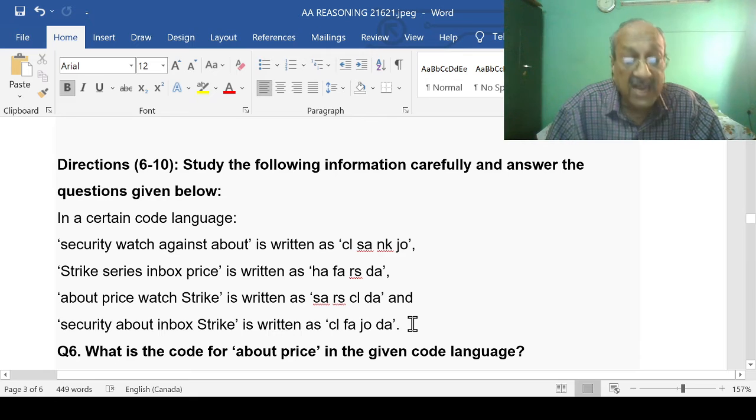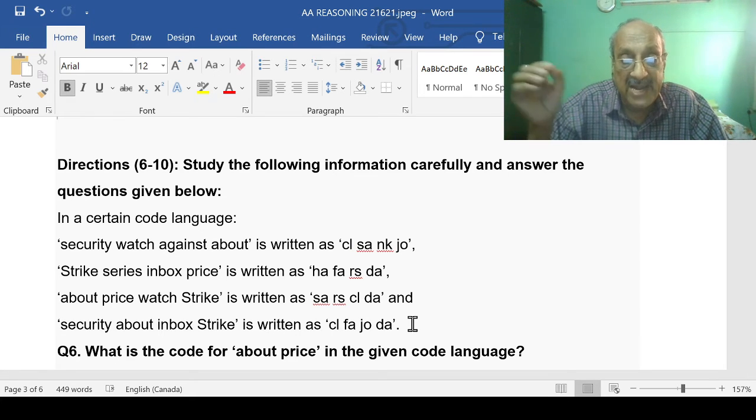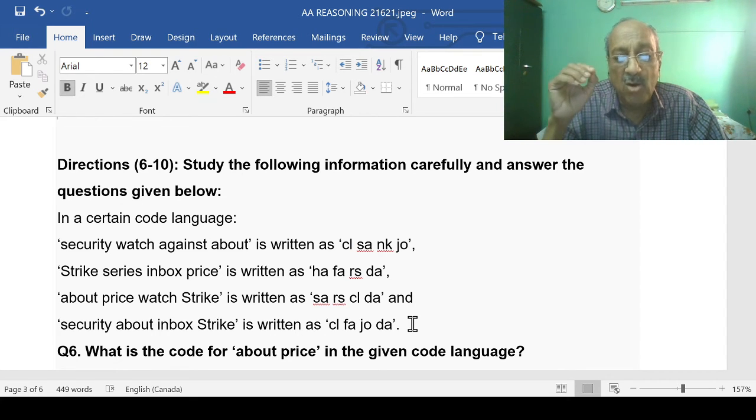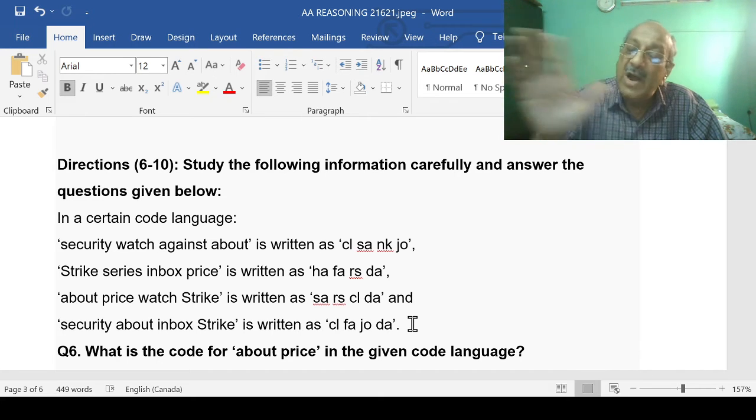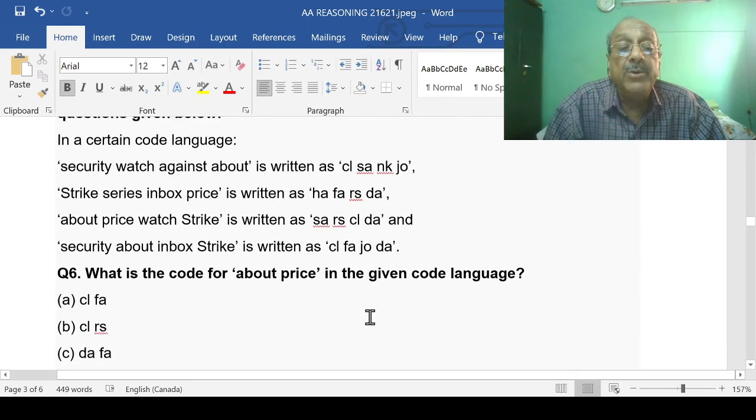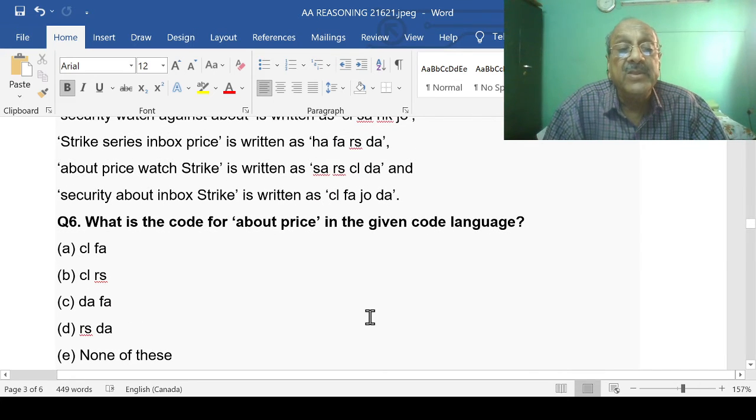So what is the code that is common in only these three lines? Likewise, you have to find out. Please work out that. Hold the video. Please work it out. Once you have drawn the picture, now you can answer these questions. Please answer these questions.